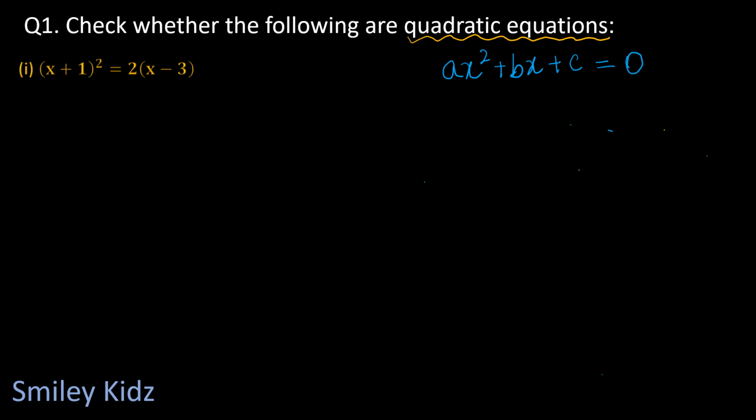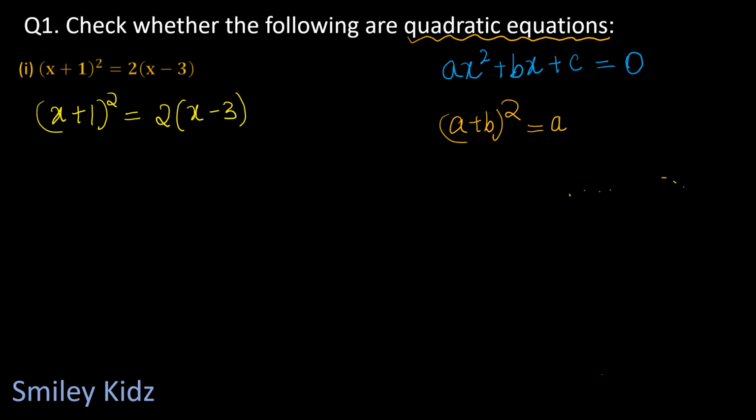Alright. Now let's have a look at the first question. So we're going to simplify this particular equation and check whether this equation is quadratic or not. So first, I have (x plus 1) whole squared is equal to 2 multiplied by (x minus 3). Now, (x plus 1) whole squared is in the form of (a plus b) whole squared. What is (a plus b) whole squared? (a plus b) whole squared is equal to a squared plus b squared plus 2ab.